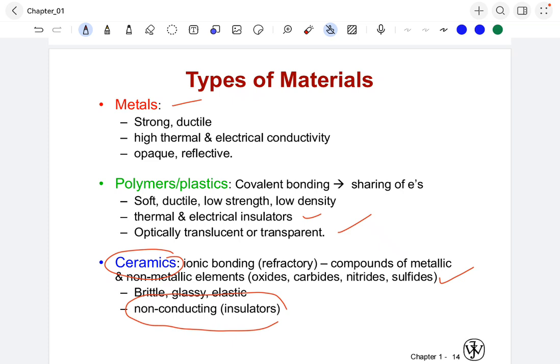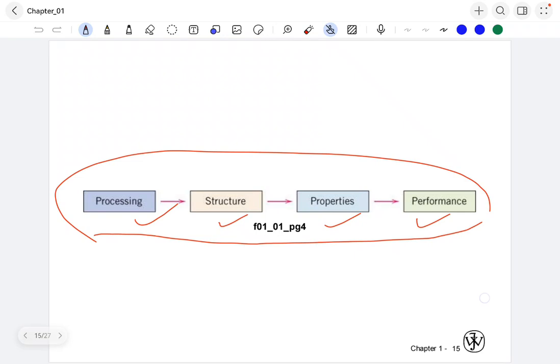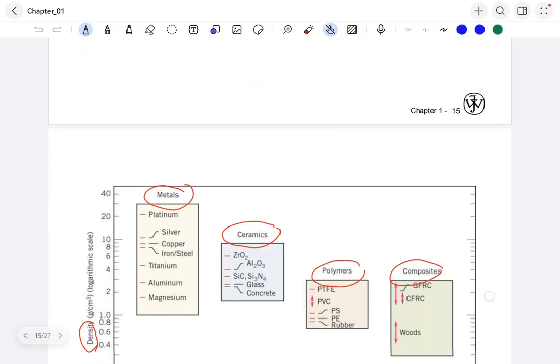Moving to the last one, which is the ceramic, where it's an ionic bond, refractory, and compounds of metallic and non-metallic elements such as the oxides, carbides, nitrides, and sulfides. It's usually brittle, glassy, and elastic, and also non-conducting insulators. Now moving to the next part, which is the processing, and then moving to the structure, properties, and the performance, which we're going to talk about on the next page.